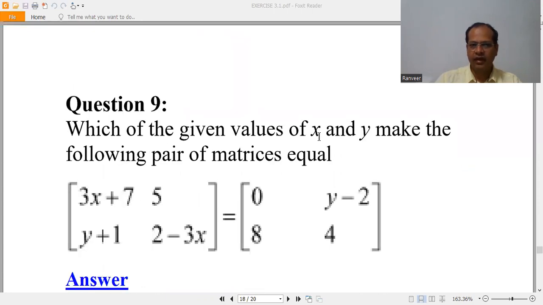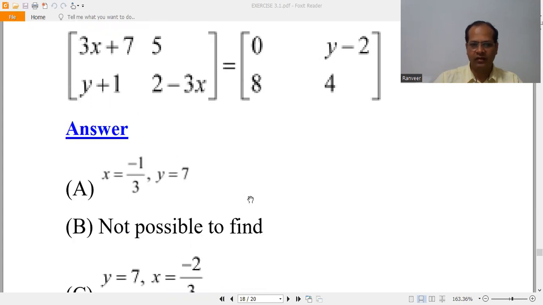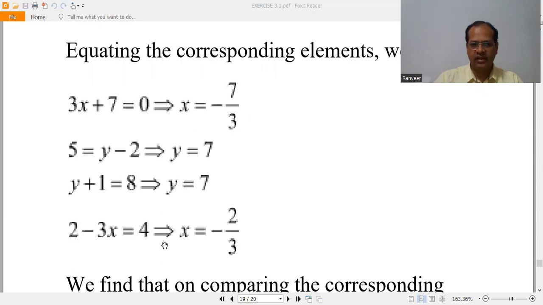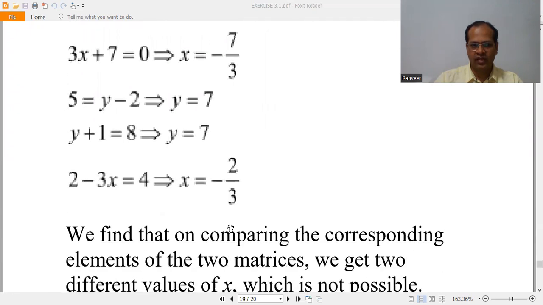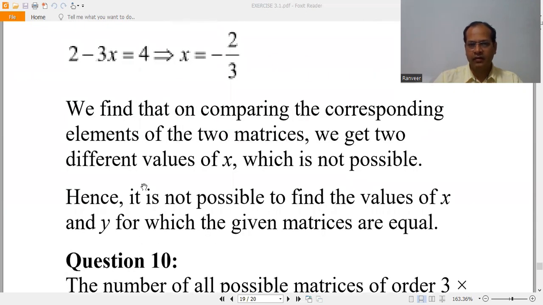Which of the given value of x and y make the following pair of matrix equal? So for that we have to find just 3x plus 7 equal to 0. We have to find out the xy value. So for that corresponding element we have to equate and get the value. x equal to minus 7 by 3 and y value is 7. Now from here x equal to minus 2 by 3. So from just comparing we got now two value of x, which is not possible. Hence not possible to find the value of x and y from which it is given the matrix are equal.